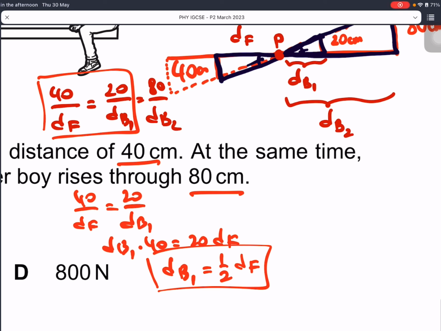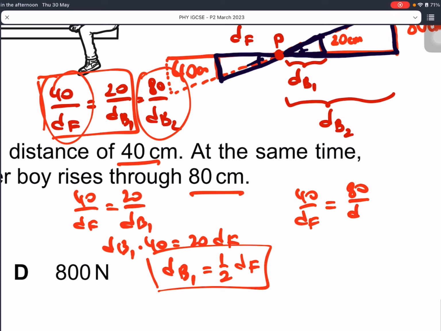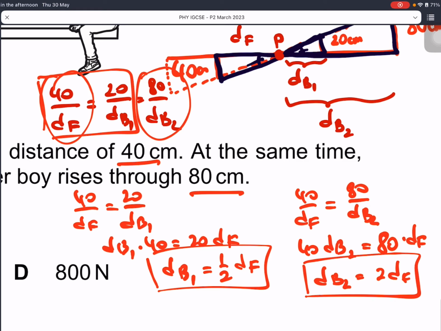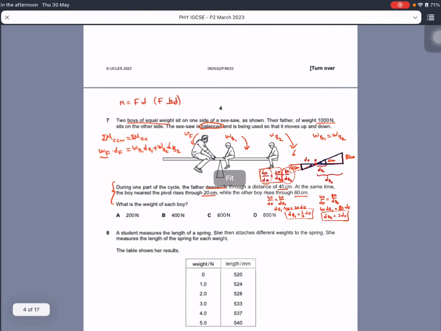Now let's compare the father to boy 2. 40 divided by d father equals 80 divided by d boy 2. Cross multiplying, 40 d boy 2 equals 80 times d father. Taking 40 to the other side, d boy 2 is 2 d father, twice the father's length. We will use this one.